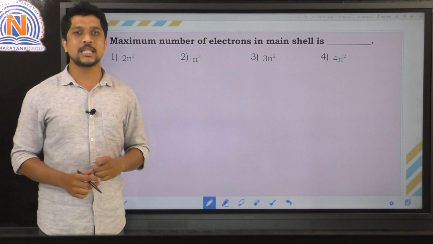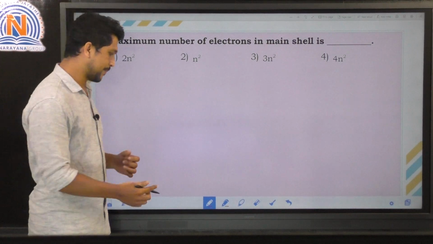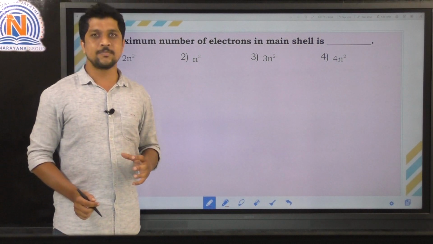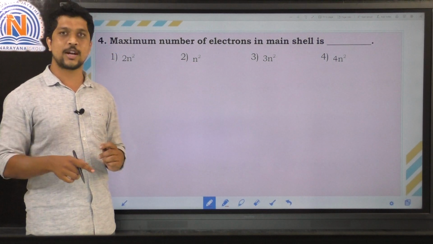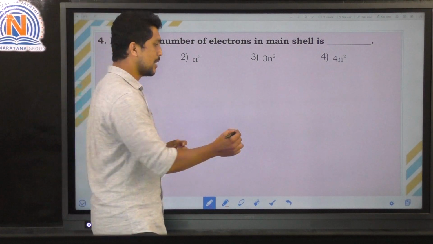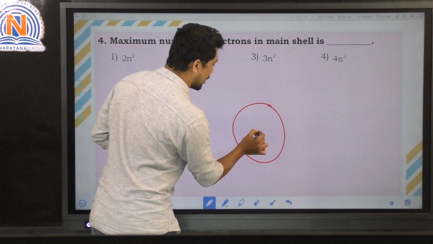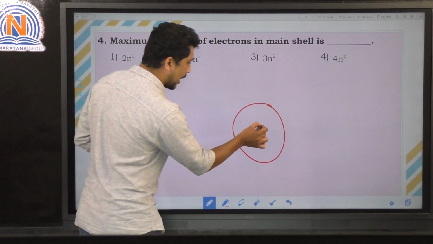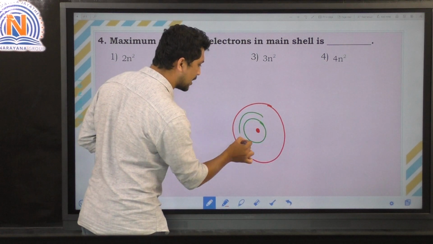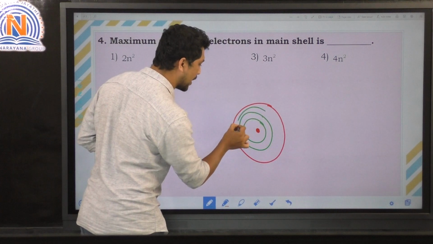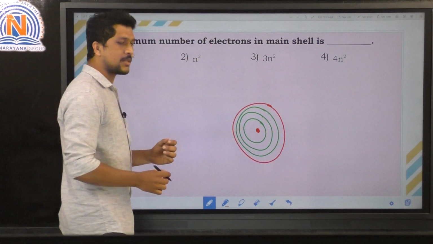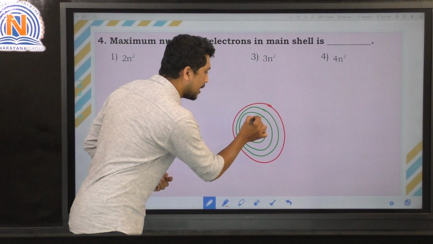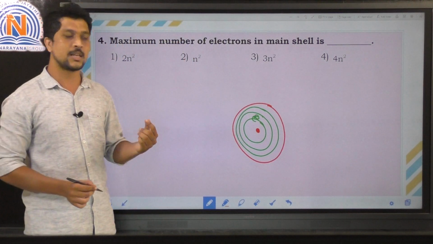So the question is: maximum number of electrons in main shell is. Each and every atom contains a nucleus, right? Around the nucleus there are main shells. If you see the atom's diagram, the nucleus is present in the center of the atom. Around the nucleus, the main shells are present in which the electrons are revolving. These green color lines represent the shells, right? The electrons are revolving around the nucleus in these main shells.